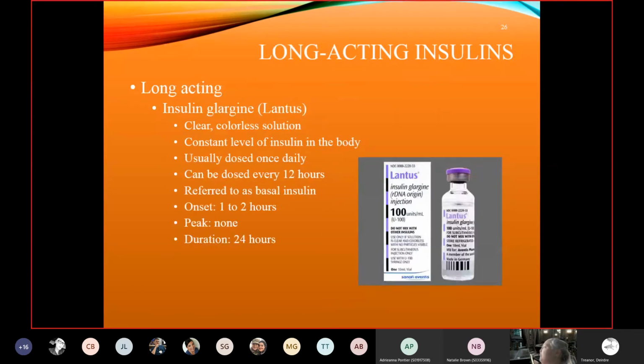Long acting, we have the Glargine or Lantus. It's clear and usually given once a day. It gives you constant levels every 12 hours, and it can be dosed every 12 hours for patients that are poorly controlled. Onset is 1 to 2 hours. It doesn't have a peak, so that's nice, and the duration is up to 24 hours.